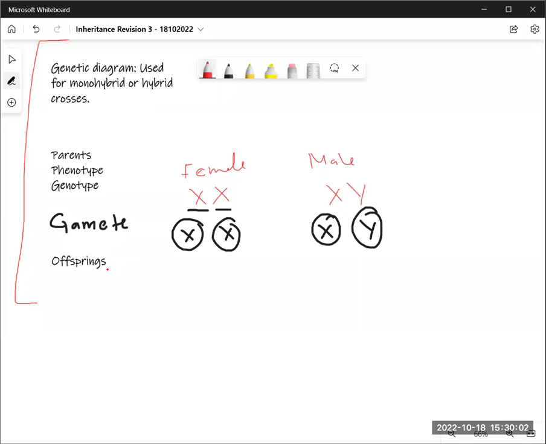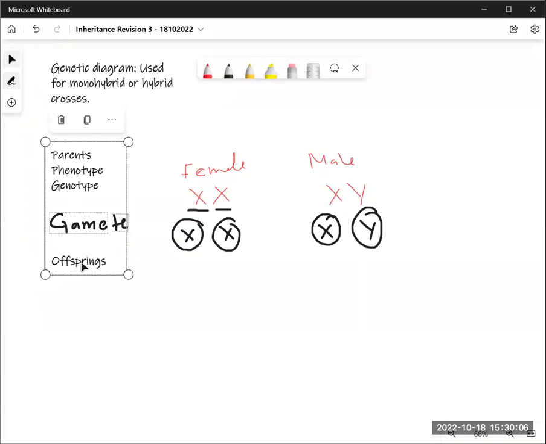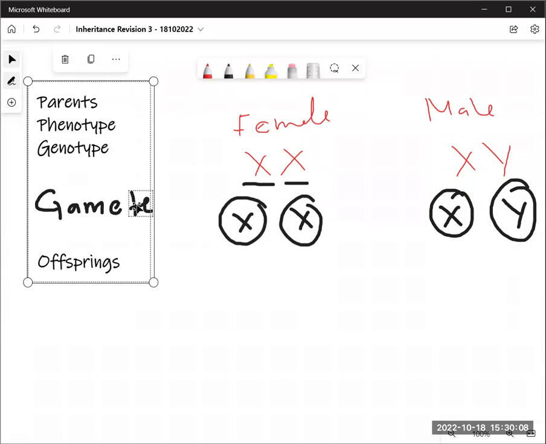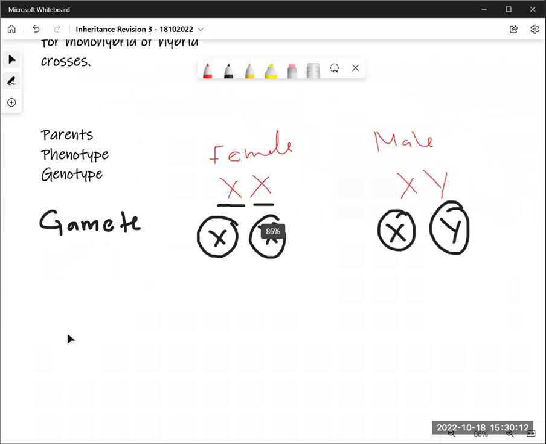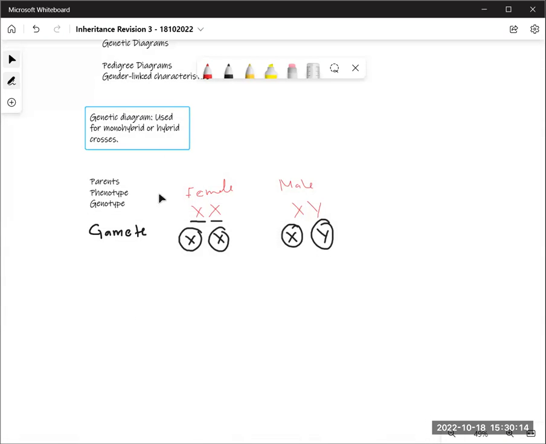Now, how do I know what phenotype and genotype the offspring have? That's a question. To find that, we'll have to use something called the pedigree genetic diagram.